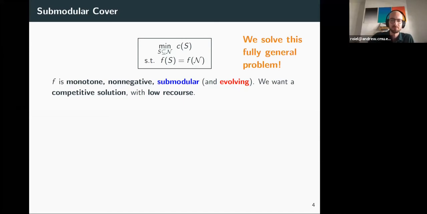Right, so this is our goal, and we're going to do this in this talk. And for this talk, we're just going to assume that f is integer valued for simplicity, and that all the costs are 1. But in the paper, we handle the general case.